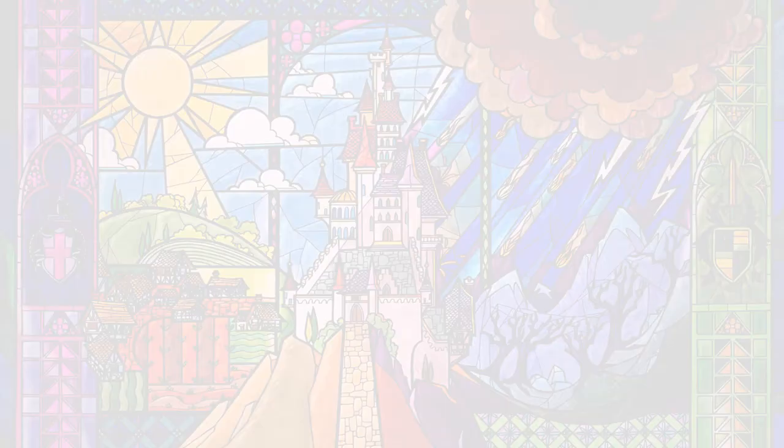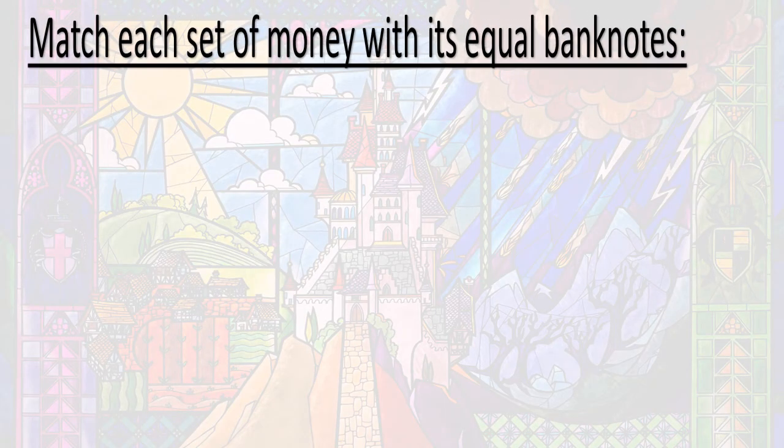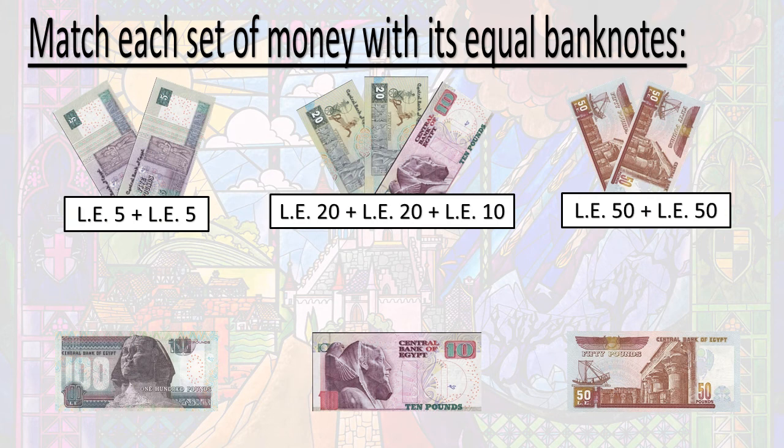Now let's practice some more. Match each set of money with its equal banknotes. If I have these sets of money, the first set I have 2 banknotes of 5 Egyptian pound. That means 5 plus 5. Yes, it's equal to 10. So 5 and 5 equal to 10 Egyptian pound. I can pay 1 banknote of 10 Egyptian pound or 2 banknotes of 5, right?